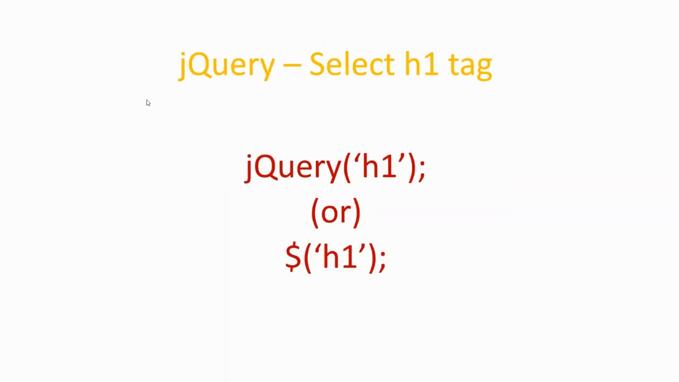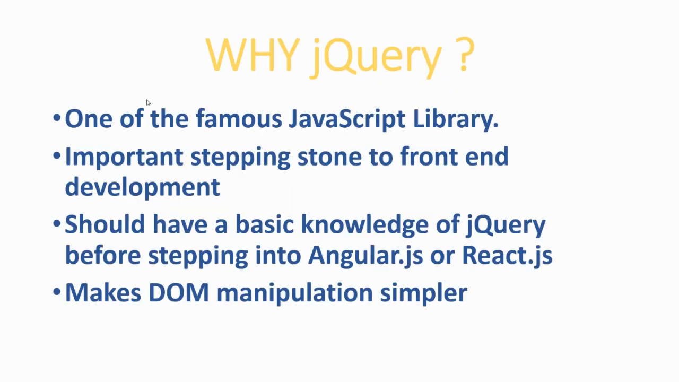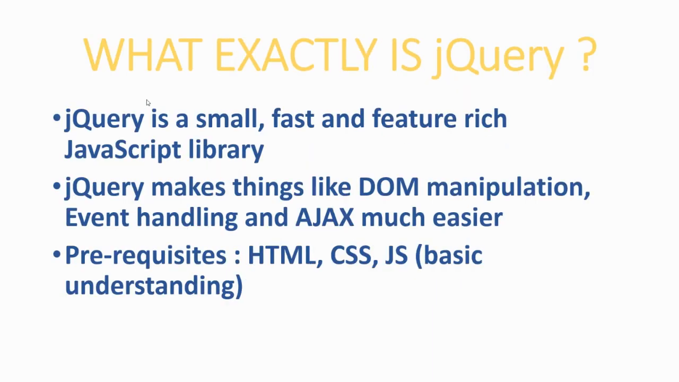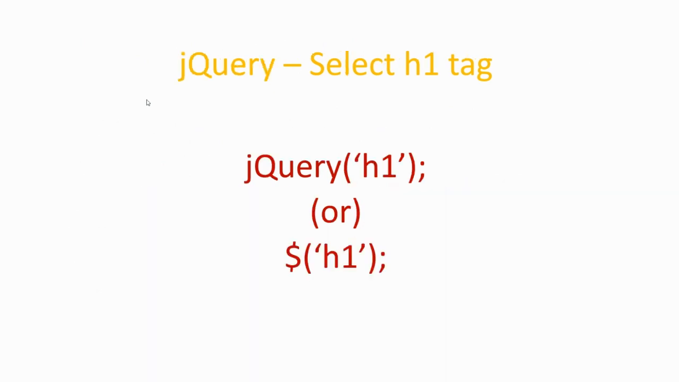To select the h1 tag in jQuery, we write jQuery open parenthesis h1 close parenthesis, or the jQuery can be replaced with the dollar symbol. This does exactly the same as document.querySelector('h1'). I hope you would have understood why jQuery, what exactly is jQuery, and how it makes the query smaller.